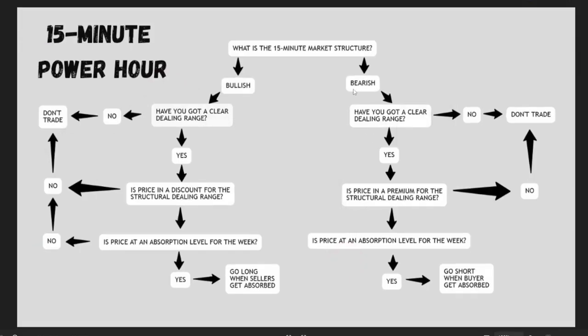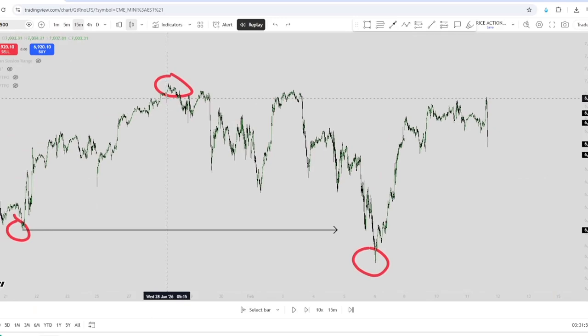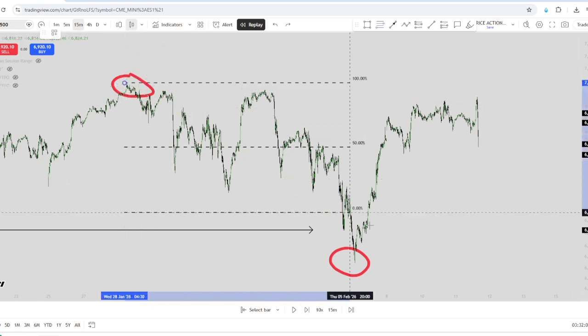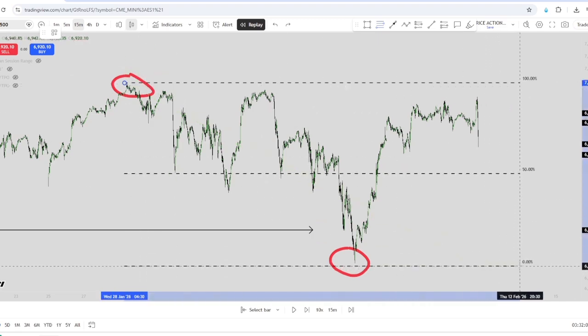Now, once we have a clear dealing range, is price in a premium? Let's try and understand what a premium is. A premium is essentially the idea of selling high and buying low. How do we do that once we have our structure and dealing range? Well, we have our market structure high and our market structure low, so we just project the fib from the high down to the low.